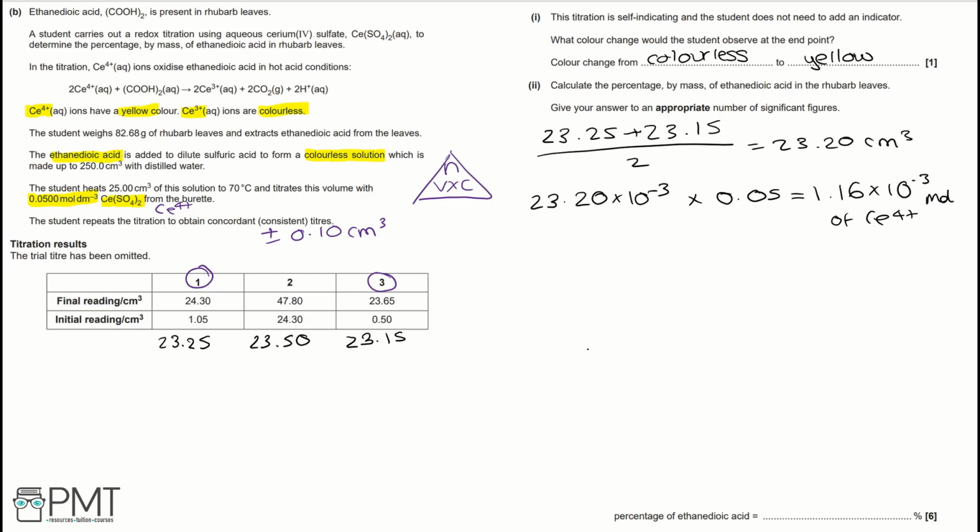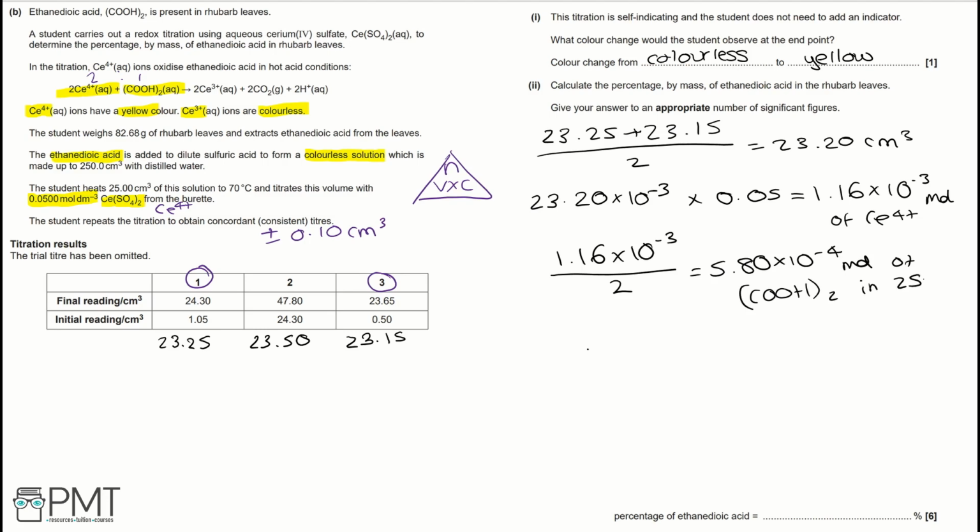These are the moles of Ce4+, and we're trying to work out the moles of ethanedioic acid, so we need to look at the equation. Ce4+ to ethanedioic acid is a 2:1 molar ratio. So to work out the moles of ethanedioic acid, we take 1.16 times 10 to the negative 3 and divide by 2, which gives us 5.80 times 10 to the negative 4 moles of ethanedioic acid in 25 cm³.